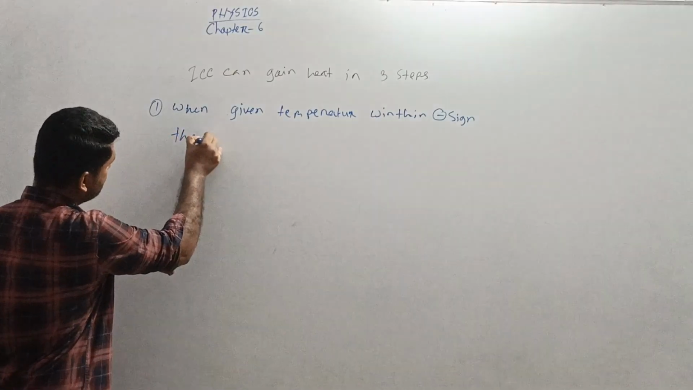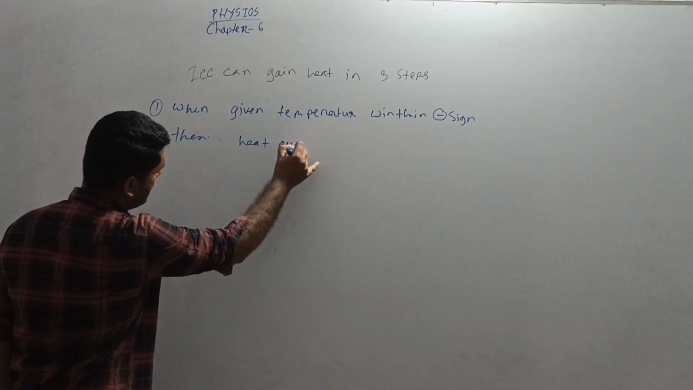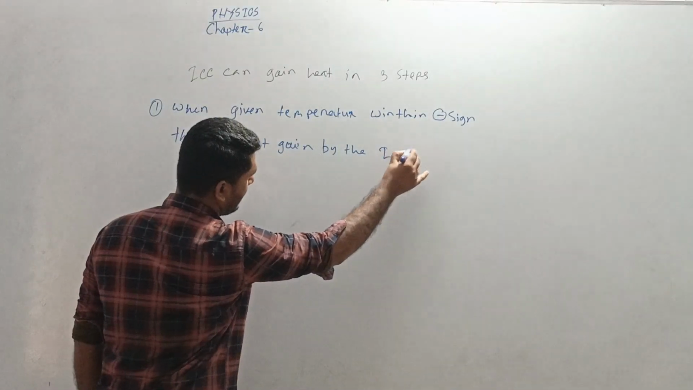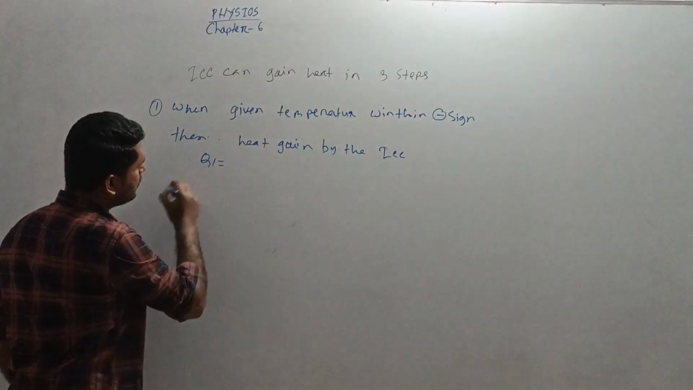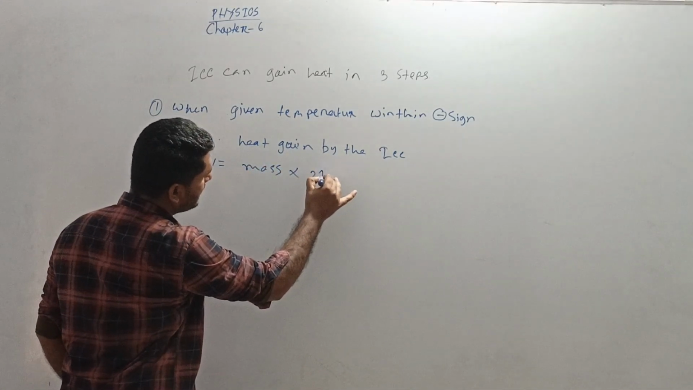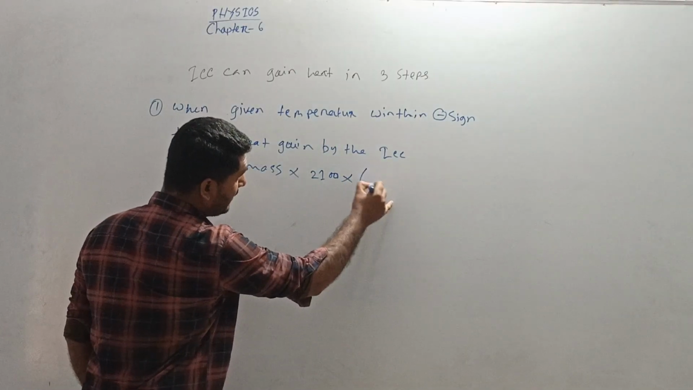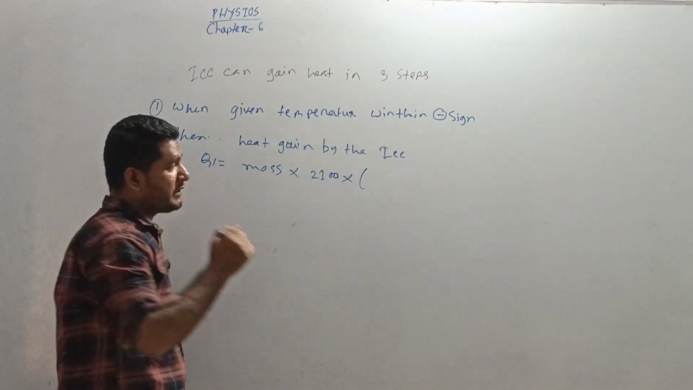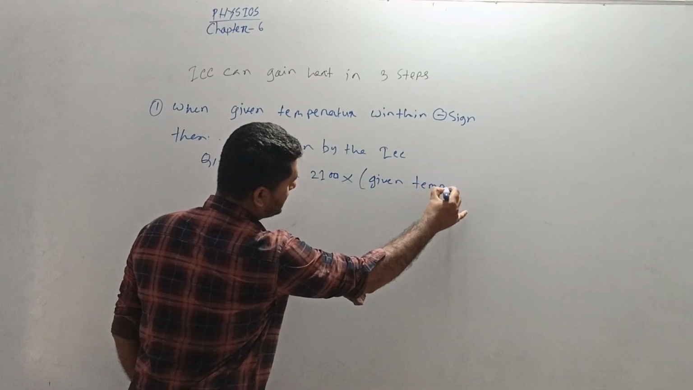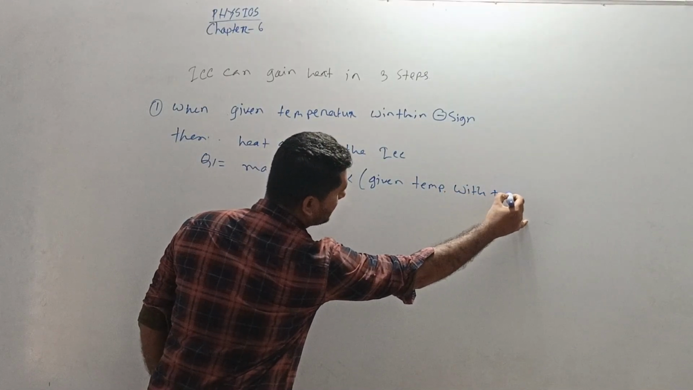Then the heat gained by the ice, Q1, equals mass of ice into 2100, that is the specific heat of ice, into the given temperature with positive sign.